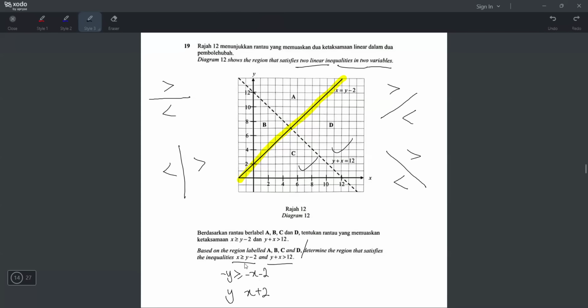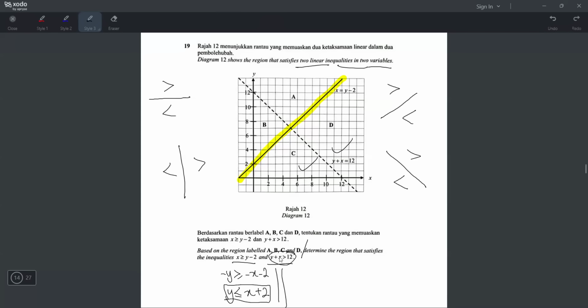So when this bahagi negative, what happens to the symbol? Dia kena flip, dia kena terbalik. So bigger jadi smaller dah. So sekarang you faham kenapa kena lorek bawah? Sebab dia smaller. So remember y dia mesti positive on the left side baru boleh tengok.